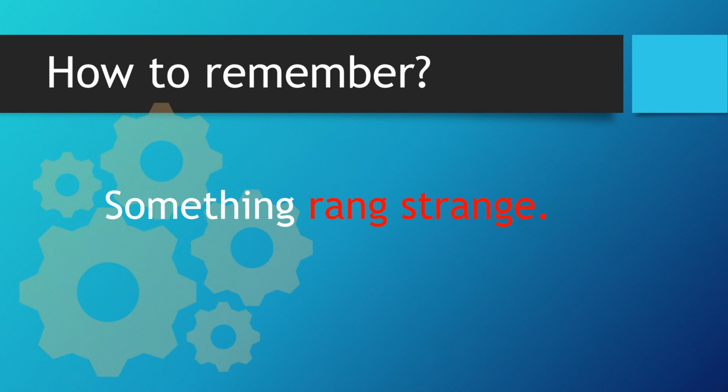Let's have another look. Something rang strange. So you can see quite clearly, in the word strange, you've got rang. We put the S and the T at the front, the E at the end. That'll then clarify the middle part of this word so we don't get any mistakes.